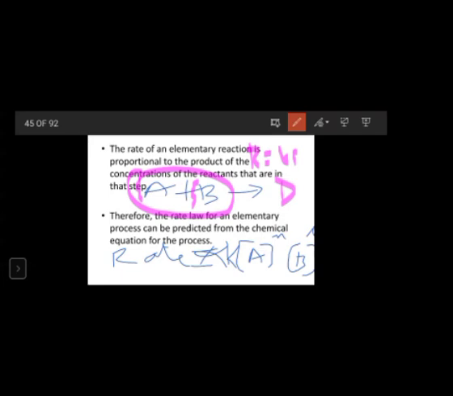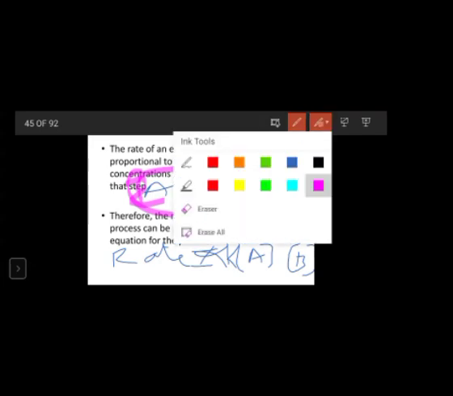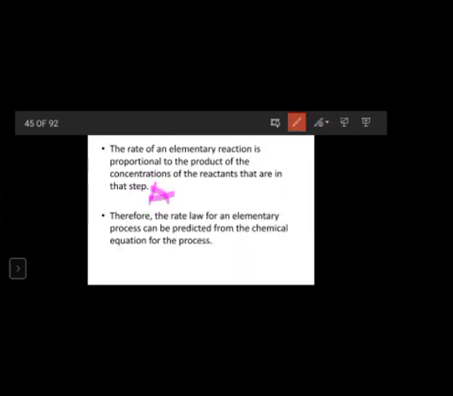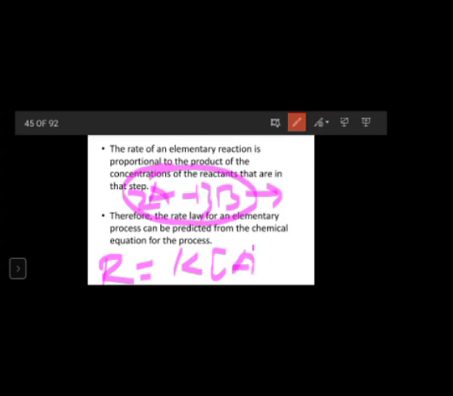to power one. If I put three here, and I put two here, and I say this is A plus B giving product, and I say this is an elementary process, write the rate law. Just go and write rate is equal to K into A raised to power two into B raised to power three. Once you hear elementary process, don't do any experiment before you can write the rate law. But if I say it's a reaction and it's made up of steps, okay, write the rate law.